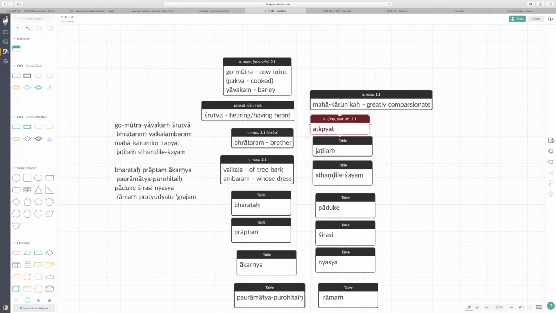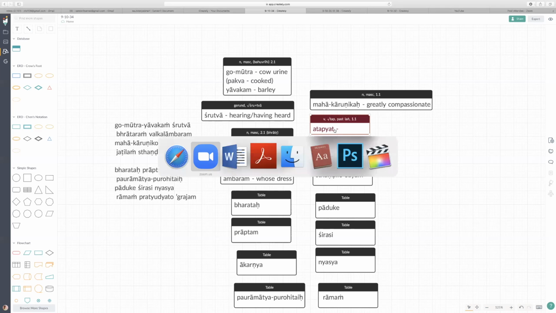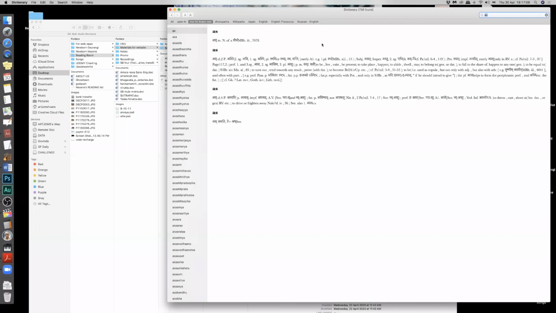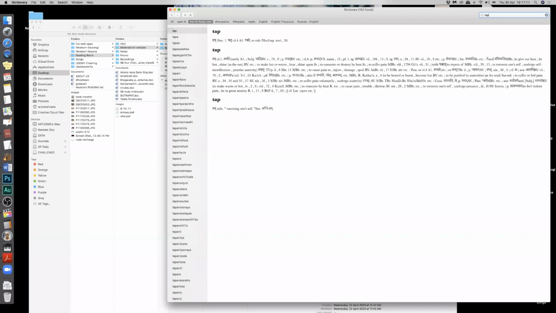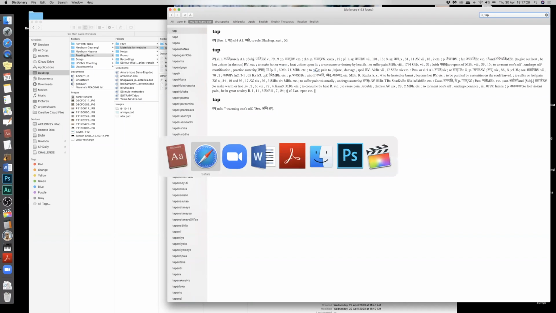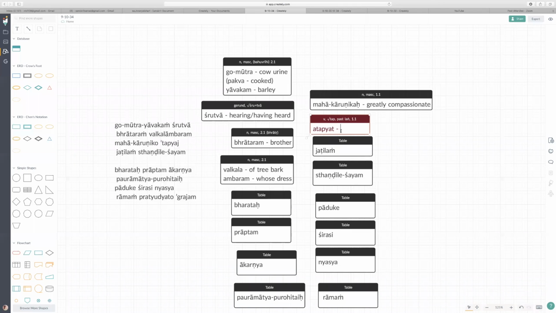So, tap. What's the meaning of tap? To experience pain, to suffer pain. The primary meaning is actually to burn. Then by extension, it means the inner burning that we feel, which means pain. So atapyat, felt pain.